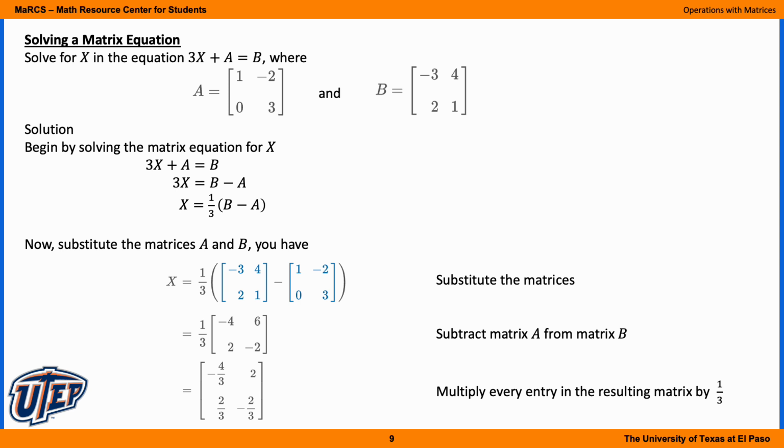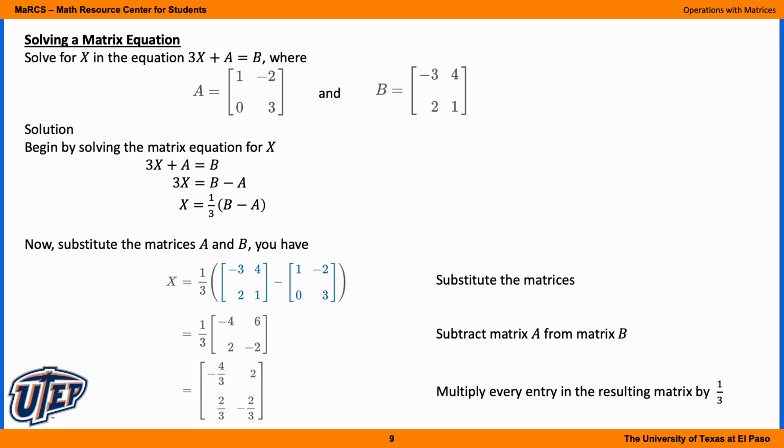So first we begin by solving the matrix equation for X, meaning we will isolate the X. So first we move the A to the right hand side, so we subtract A on both sides. So now we have 3X is equal to B minus A. Now we can further isolate the X by dividing by 3 on both sides, so X is equal to 1/3 times (B minus A). So now we can substitute the matrices A and B.